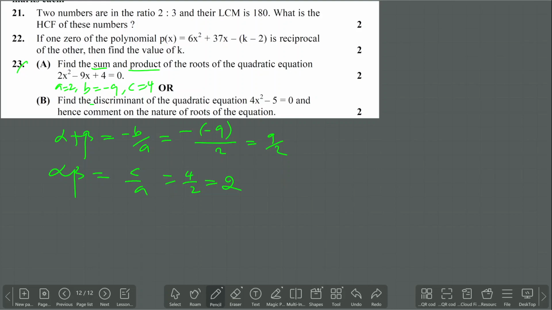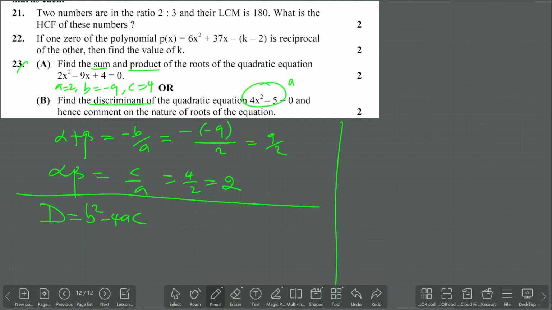Find the discriminant. Discriminant in the sense D. D is b square minus 4ac of the quadratic equation given. A value 4, c value minus 5, b value nothing is there, 0. Do you understand? And hence, comment on the nature of roots of the equation.